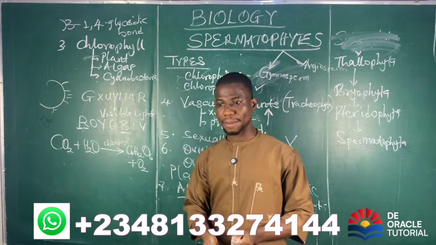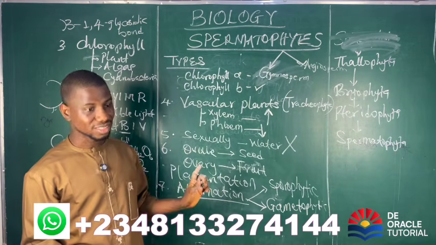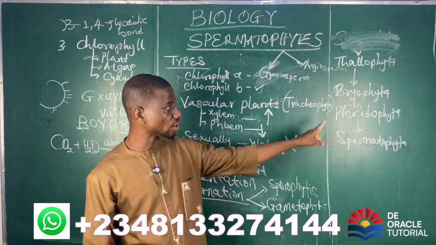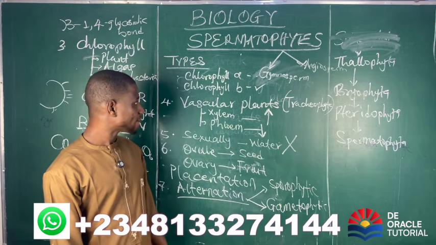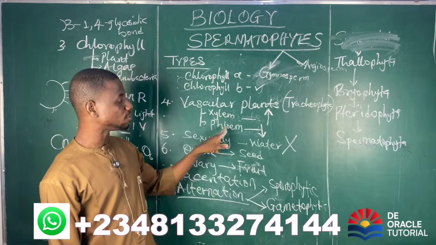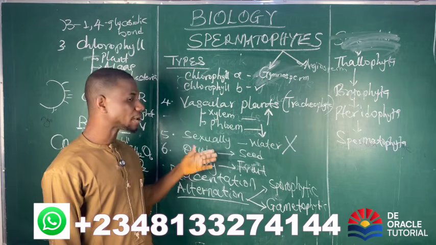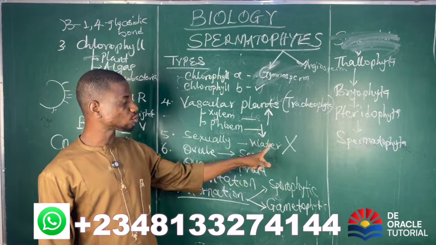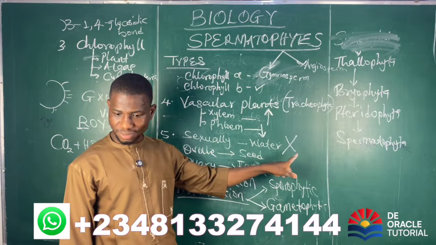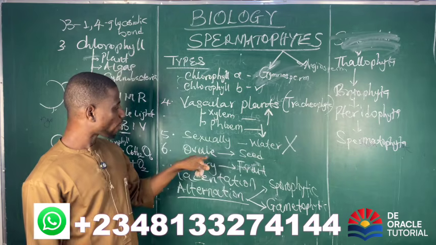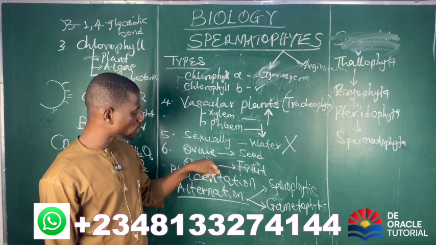The next point says that they are vascular plants. And for the fact they are vascular plants, they are called tracheophytes. Another group that is also under tracheophytes is pteridophytes. Is that clear? And what are these vascular tissues? We have the xylem and the phloem. Is that clear? The next point, that they reproduce sexually, and water is not required for their sexual reproduction. Does that make sense?